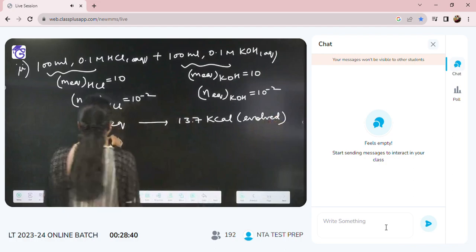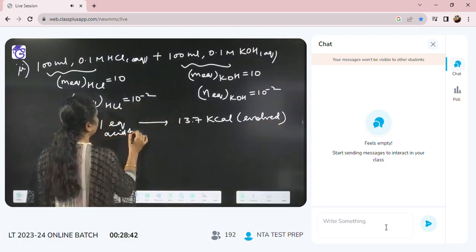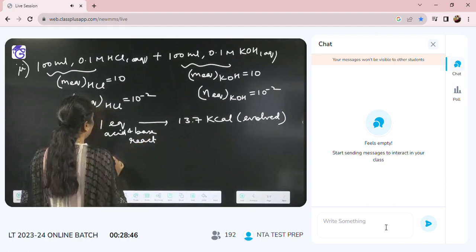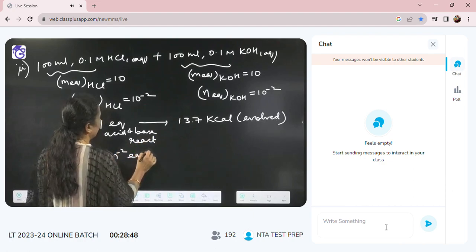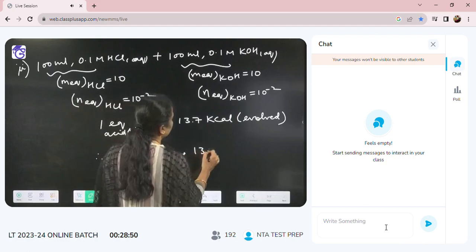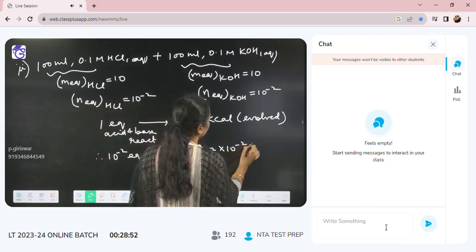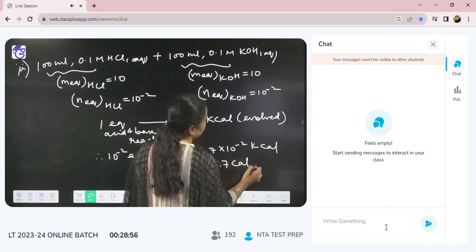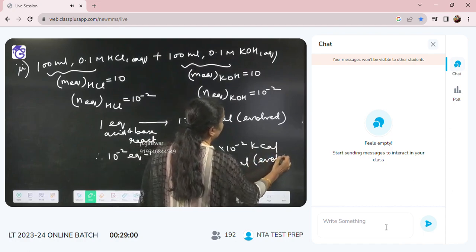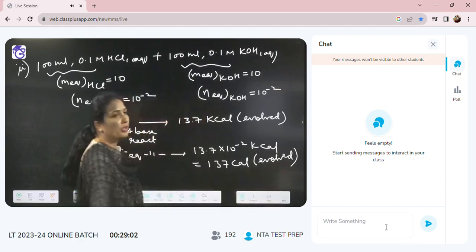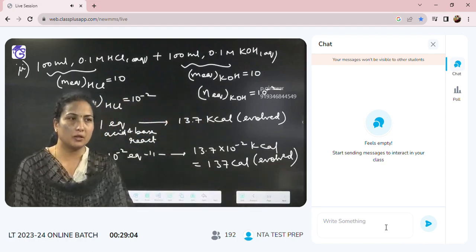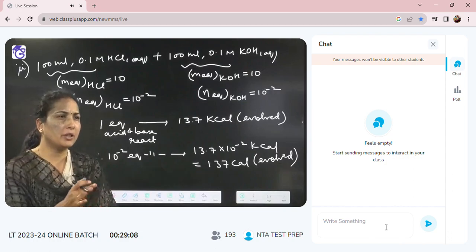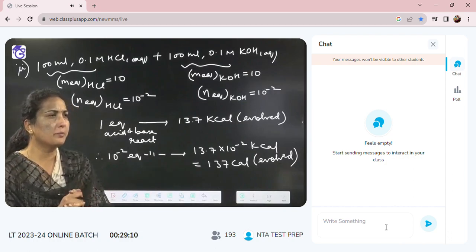Right. So one equivalent of acid and base react for that. And therefore, for 10 to the power of minus 2 equivalent of them reacting, it will be 13.7 into 10 to the power of minus 2 kilocalorie, or else 137 calorie, this is evolved. And if somebody asks you what is the enthalpy of neutralization, minus 137 should be the answer. Yes, I think the majority of you have solved it. Wonderful, na? Preeti and many more people here.